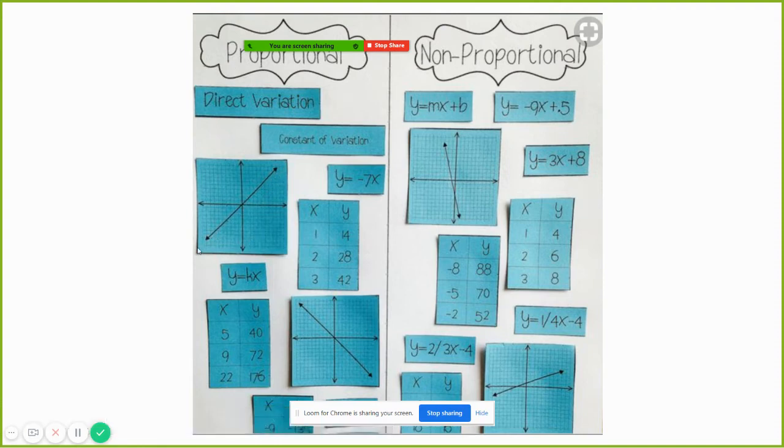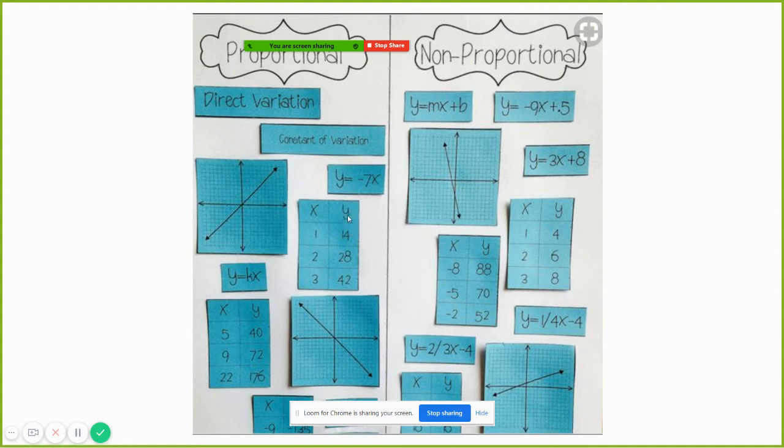proportional relationship, it must go through 0, 0, which is the origin. For an equation, we know it's written in the form of y equals kx, or y equals mx. There's nothing after the x, just one number, like this example, y equals negative 7x. If we have a table, we know that the values, the ratios must be constant.